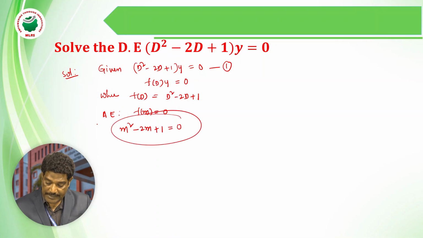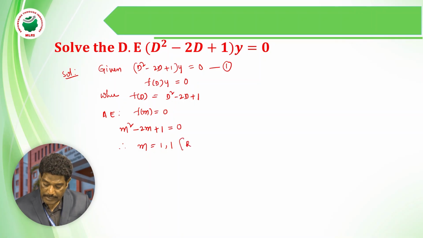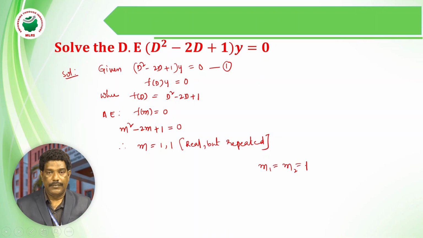We observe that this is again a quadratic equation. Now solving this quadratic equation, we get the roots, and the roots will be 1 comma 1. Here you can observe the roots are real numbers, but repeated. So the first root m1 value and second root m2 value, both the values are 1. So therefore, the roots are real and repeated.